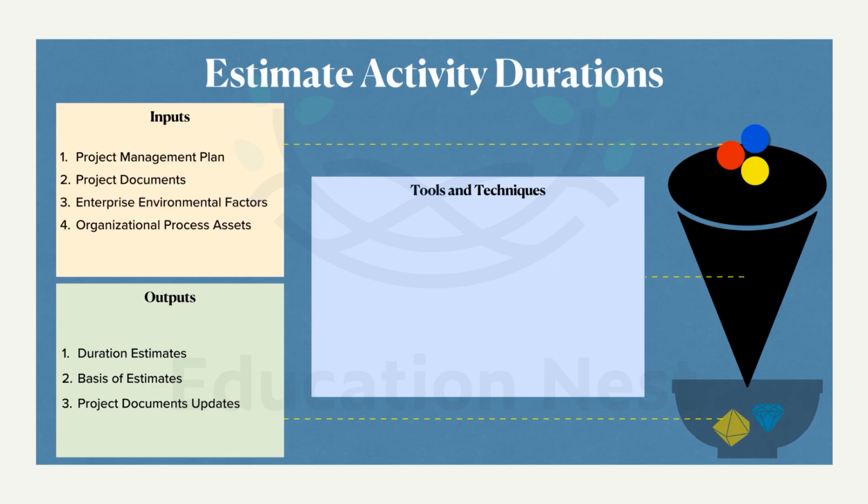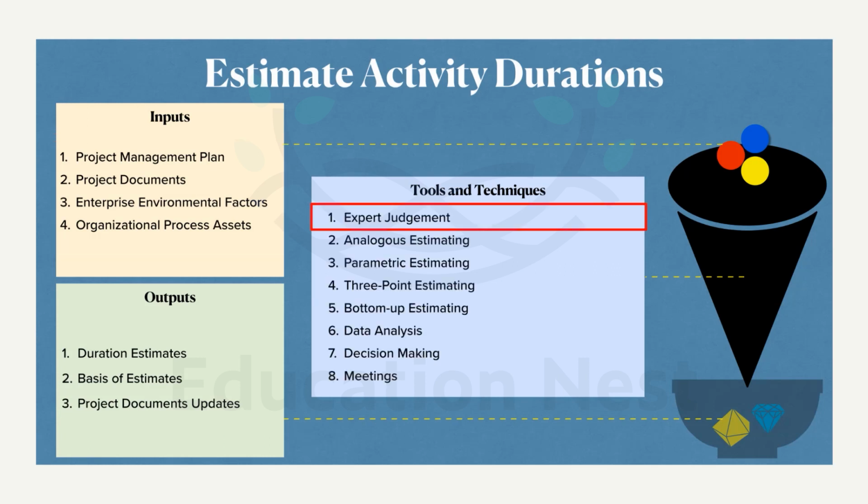Now, what can act as inputs? Project management plan, of course. What in the project management plan, if you ask? Schedule management plan and scope baseline. These two we can use as inputs. And project documents, also an important thing. It keeps on getting repeated in every process, so that also we can use as input. And of course, it goes without saying, enterprise environmental factors and organizational process assets.